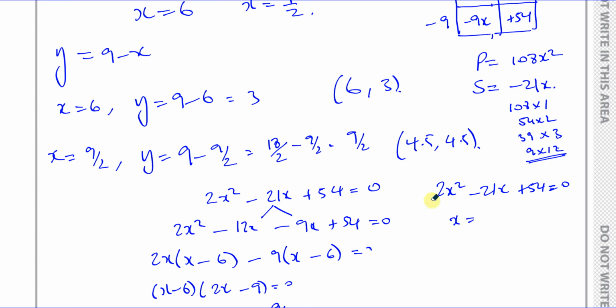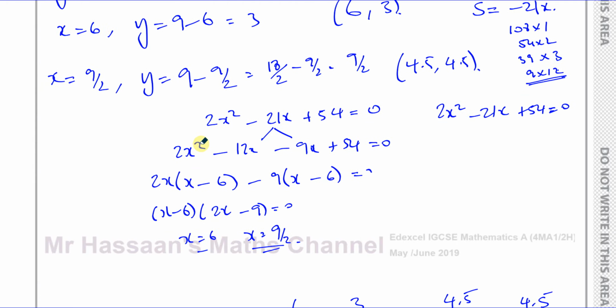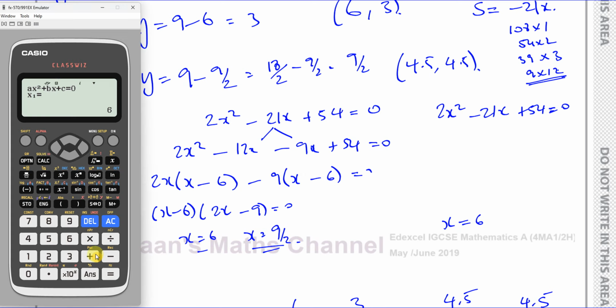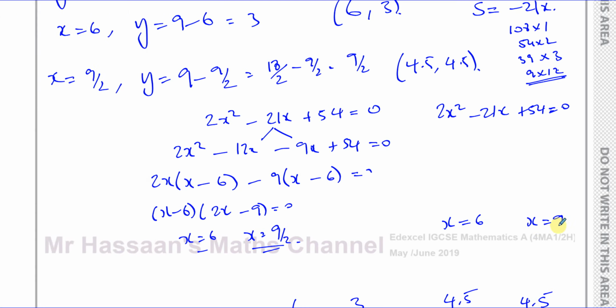But if you want to trick the examiner into thinking that you have actually factorized, you can write your x equals 6 after a bit of space. Don't put it straight away. And you press equals again, it will give you the other solution, which is 9 over 2, like we found. Okay, so that's how your calculator will give you the answers. But you want to show the examiner you actually solved it.